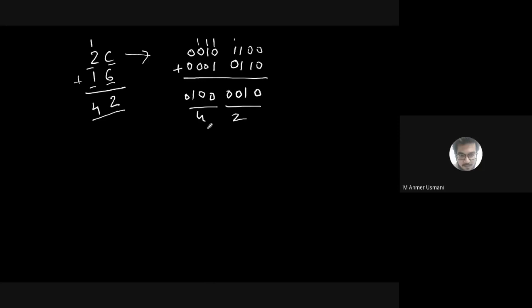Okay. Is this clear? Yes, sir. Do the final one. 1A plus 77 in hexadecimal. Do it on your own.